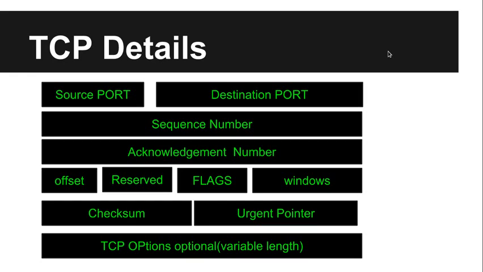Then when we are pinging a system and suddenly we stop the ping using Control C, at that time our system sends the reset flag, meaning I want to terminate this connection. So at that time the reset flag is used.